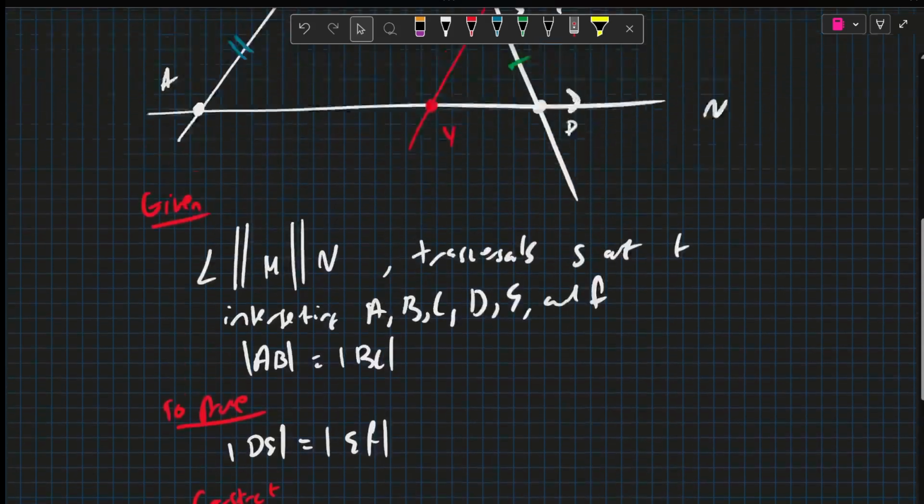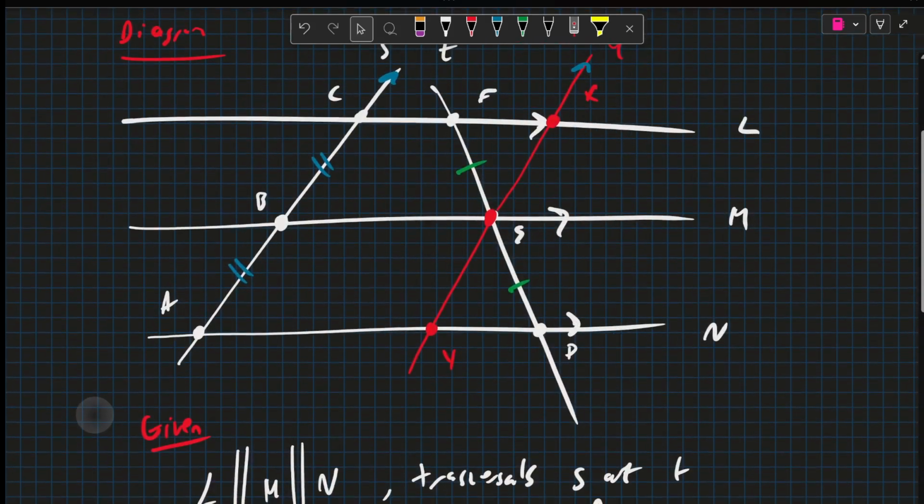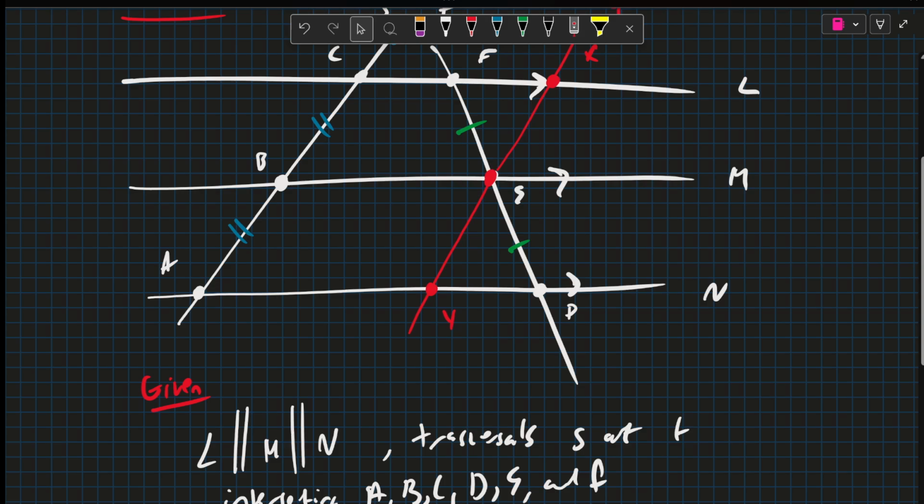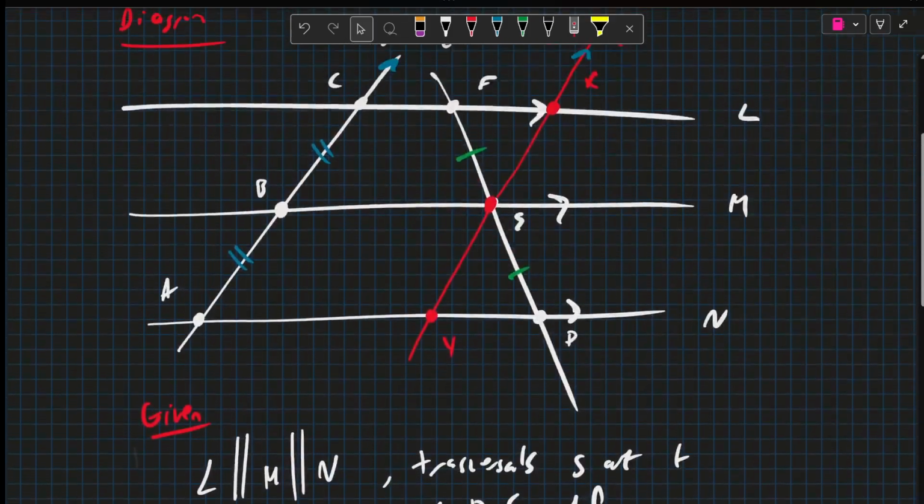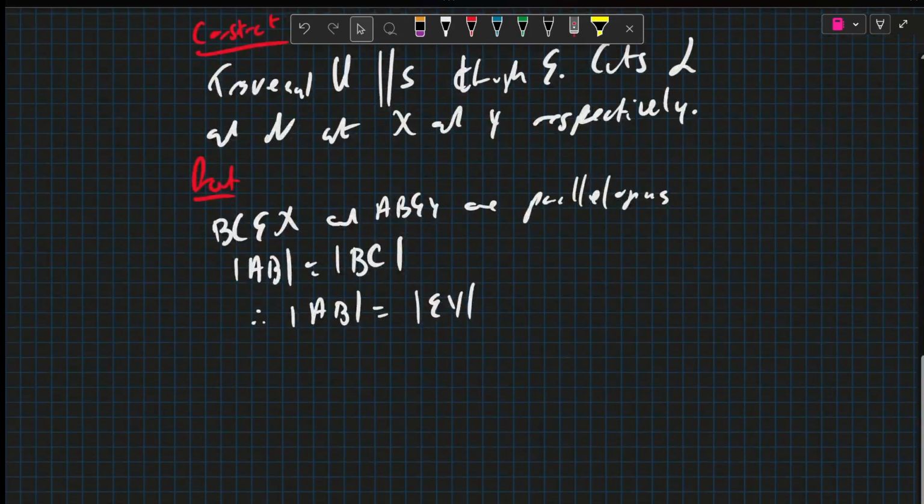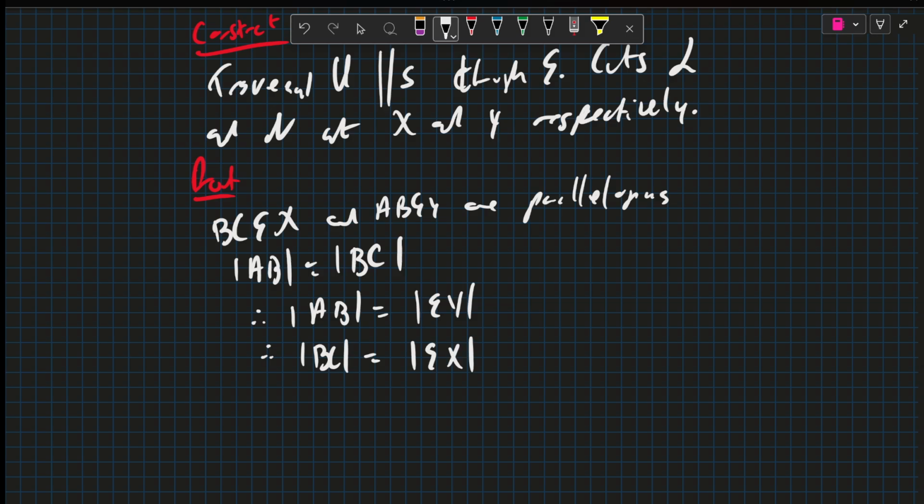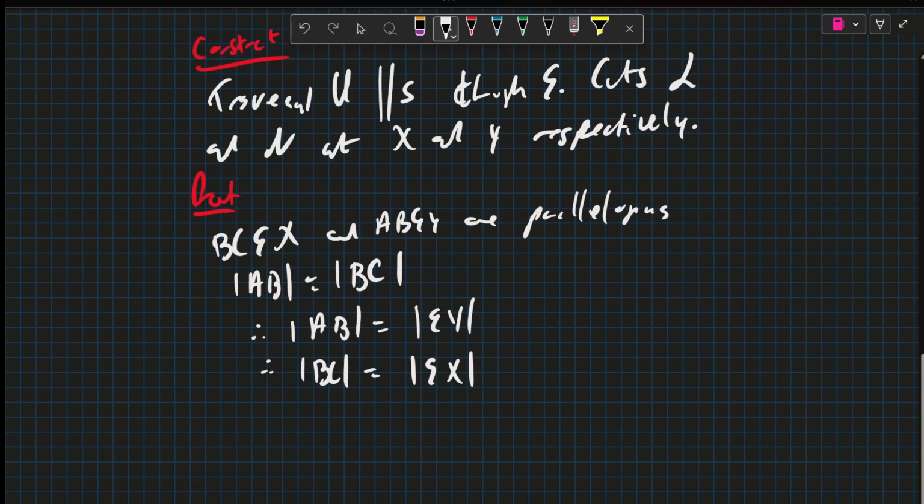So now what do we do? Well, because they form parallelograms, AB is the same as EY for a start. Likewise, BC equals EX. Because AB equals BC, both of these statements imply that EX is the same as EY.